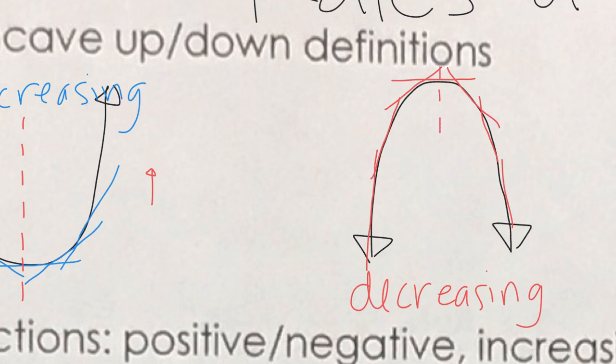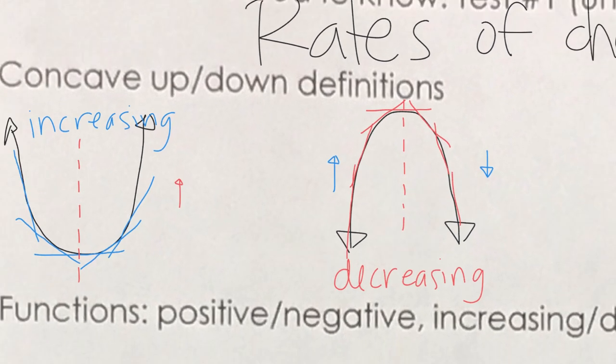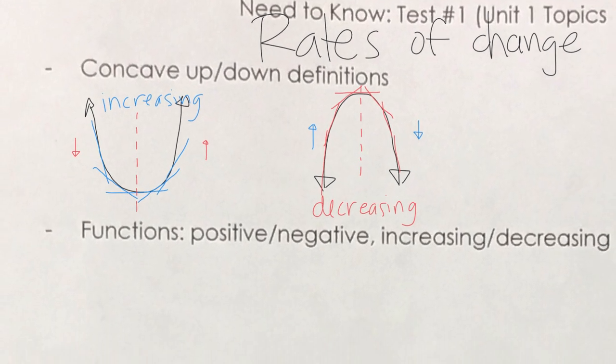So we can, of course, split this into two. On the left side, the y values are increasing while the rates of change are decreasing. And on the right side, the y values are decreasing. Okay? So if we're talking about concavity, that's talking about your rates of change.